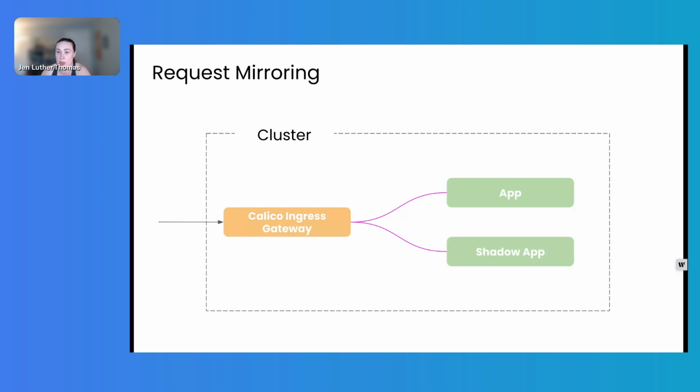Or some people will use that shadow app for performance or load testing, debugging, troubleshooting, security testing, where you might have vulnerability scanning. So you might have that traffic being sent to scanning tools, but you don't want to impact the live performance of the main app that would be responding to client requests.